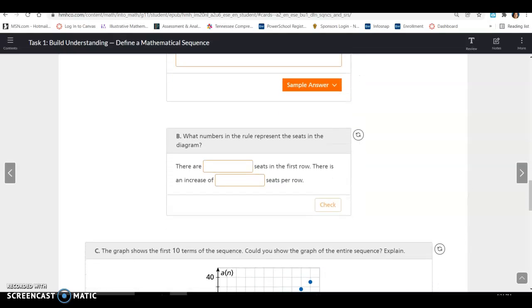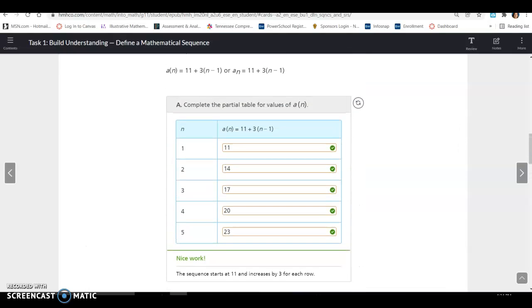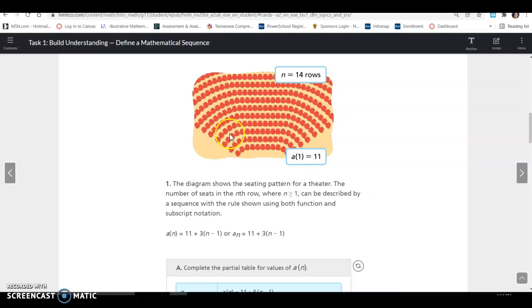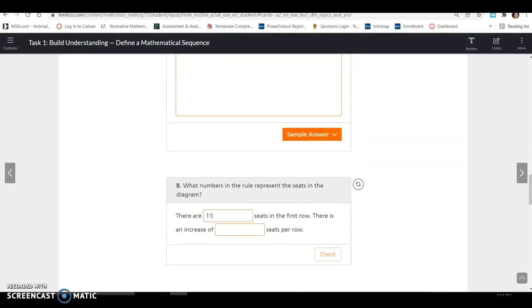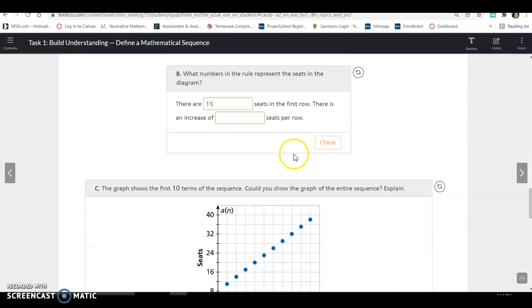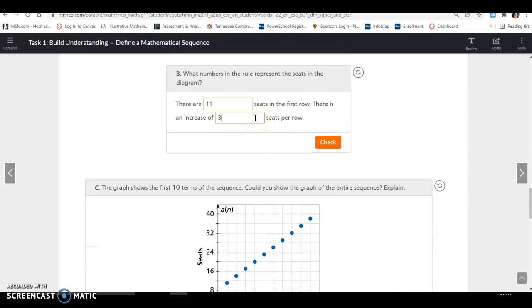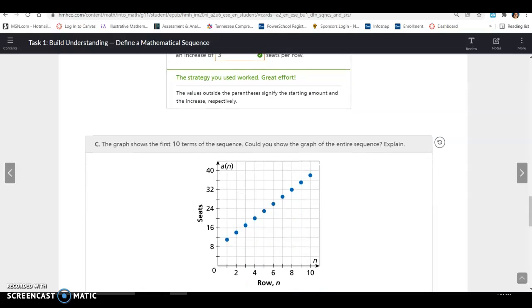All right, so it says what numbers in the rule represent the seats in the diagram? There are blank seats in the first row. All right, if you go back to the diagram or the table, either one, you can see that there are 11 seats in the first row. And there is an increase of 3 seats per row.